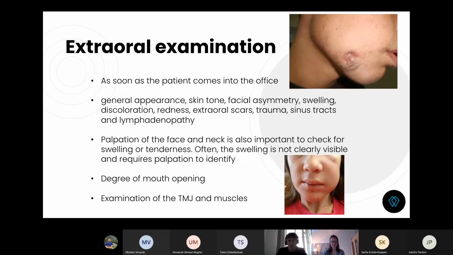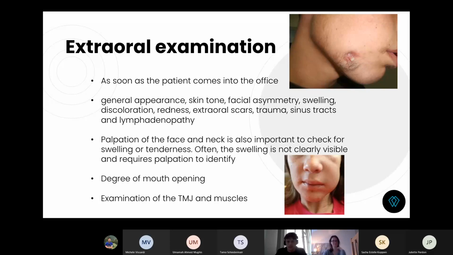I'm not saying that in every preventive clinical examination you should start palpating the face. That's not commonly done, at least not in the hospital here. But if the patient complains about something, some swelling or so, then of course it's often good to palpate, as it's not always clearly visible to see swellings or other pathological situations. You should also check the degree of mouth opening.